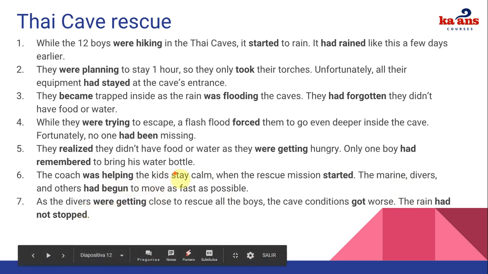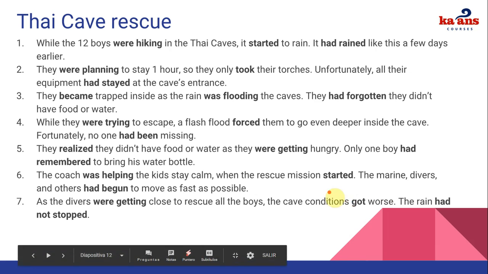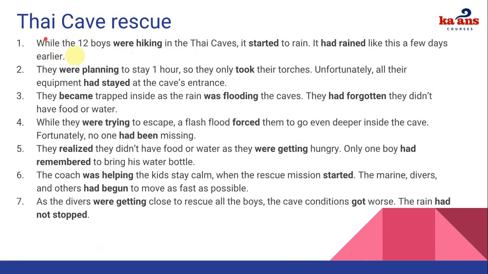And finally, for number 7, I put the rain had not stopped, okay, which was one of the factors. All of the heavy rain forced them to go inside the cave even deeper, and they were stuck while it was flooding. All right, so this is how it would look using a third tense. Remember that I'm still using the same expressions, while and as, to show with the past continuous that this situation was in progress. Okay, so this is an example.